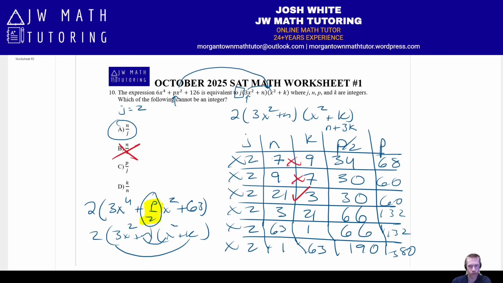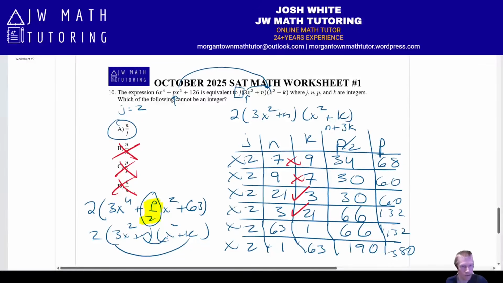Let's look at p over j. J is 2, so you only have to find one value of p that divides by 2. Well, all of them divide by 2, because 68, 60, 132, 380. So therefore, that one's out. K over n, you can just use now the exact same process that I was doing before, just now make k 21 and n 3. 21 over 3, 7. Yes, can be an integer. Therefore, correct answer for this one is letter A, n over j.